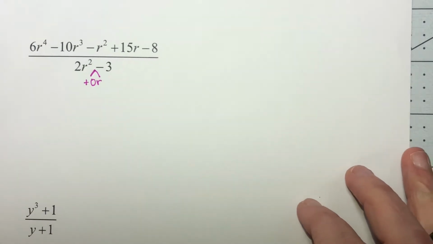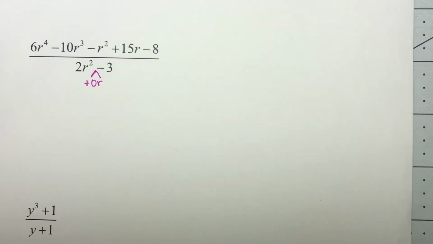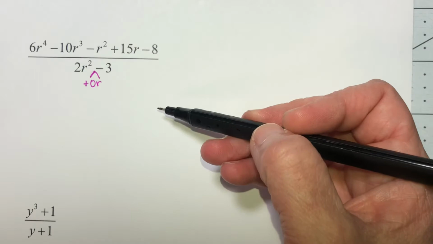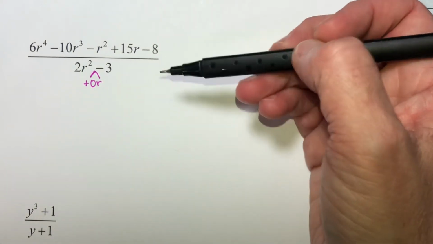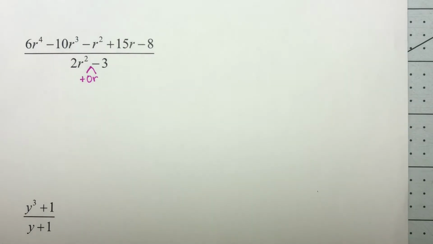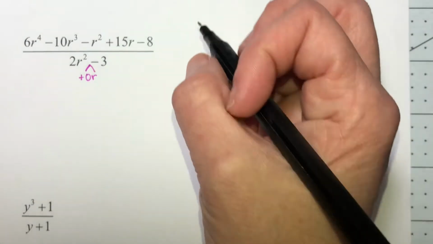Everything else is there. Now, you can have terms missing in the top, you can have them in the bottom, you can have both. You can have 3 or 4 terms missing in each one. Just make sure that you take care of all of them with zeros.